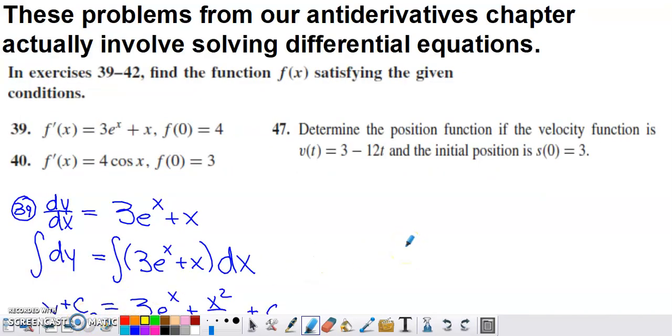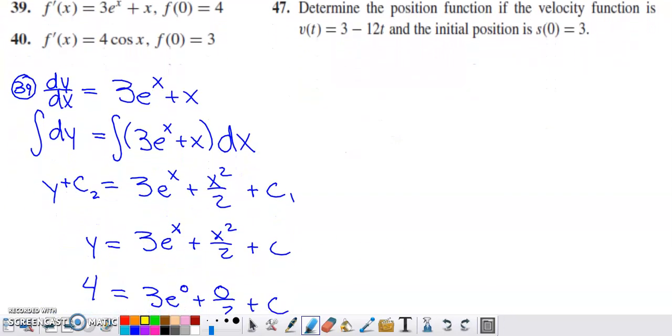So here is where we've encountered this issue previously. These problems from our antiderivative chapter earlier in the year, if you look at 39 through 42, the directions ask us to find the function satisfying the conditions. So they present us with a derivative and they tell us that the function value at 0 has to be 4. I worked out number 39 here, but I worked it out with the notation more similar to what we're going to be using throughout the next couple of weeks. So rather than leaving this in prime notation, I rewrote it in Leibniz notation.